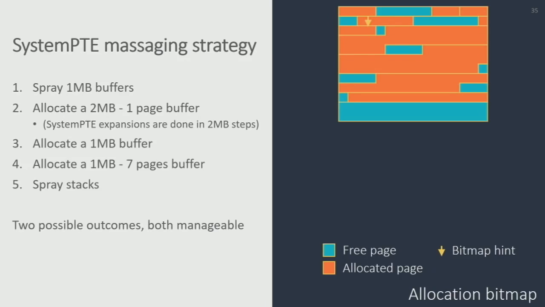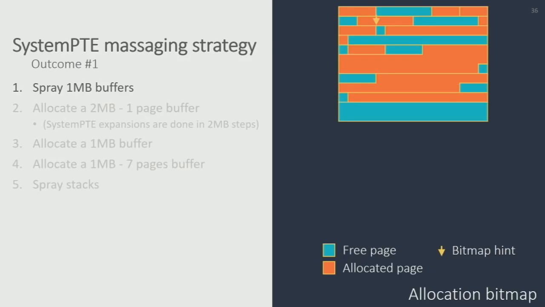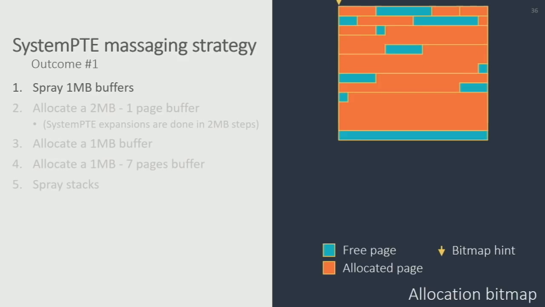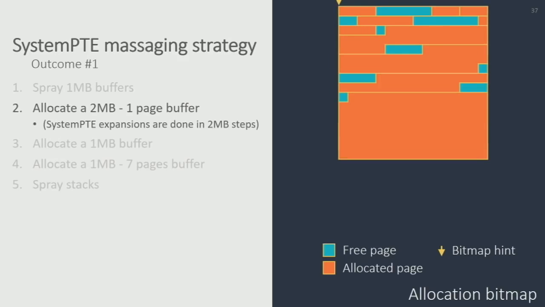The idea being, first we want to spray 1 megabyte blocks. And we do that in order to fill in these gaps to make sure that our later allocations will not be going all the way up in there. So we do that by spraying a bunch of receive buffers or send buffers or whatever. It's pretty simple. And the next thing is we want to allocate a buffer that is equal in length to 2 megabytes minus 1 page.